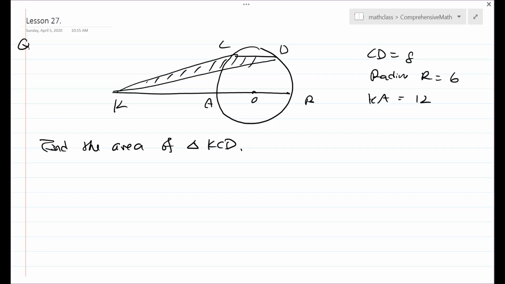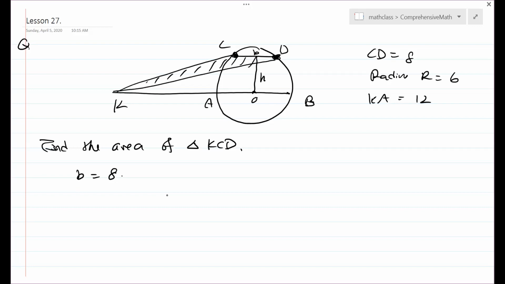So how do we get the height? CD is parallel to KB, so the base should be CD. If you know the height, draw the height. The base is going to be 8. So if you know the height, then you can get the area.